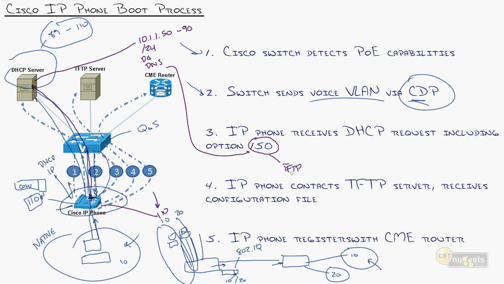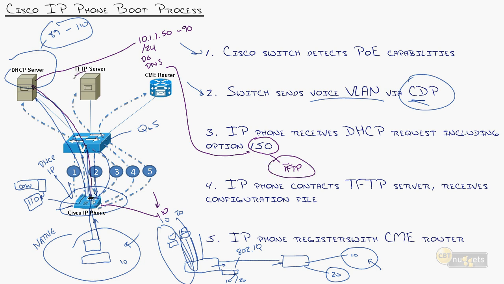Why do we need that? Well, these phones are not the most intelligent. They don't know where the call manager server is. They don't know where the CME router is. They need to be pointed in that direction. They don't even know which firmware to use, if there's an upgrade available, or what language they should be speaking. All of these things I'm rattling off are part of a configuration file on the TFTP server.